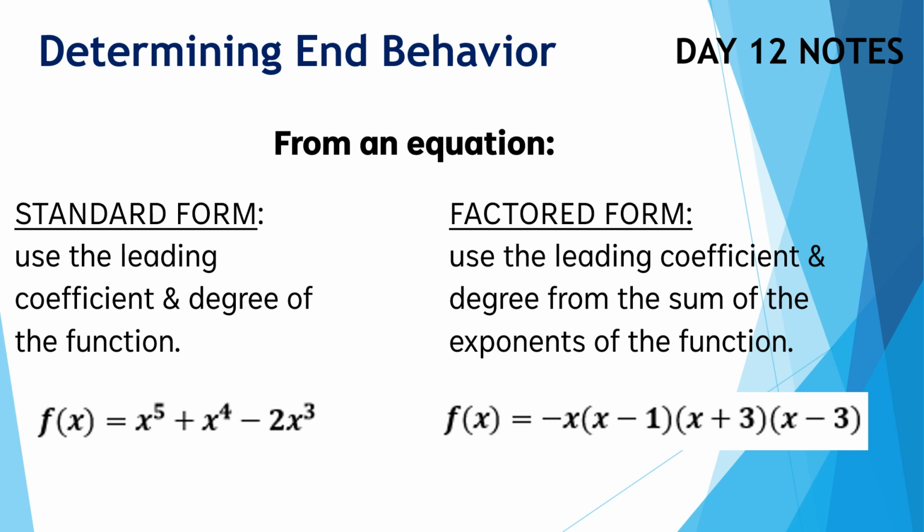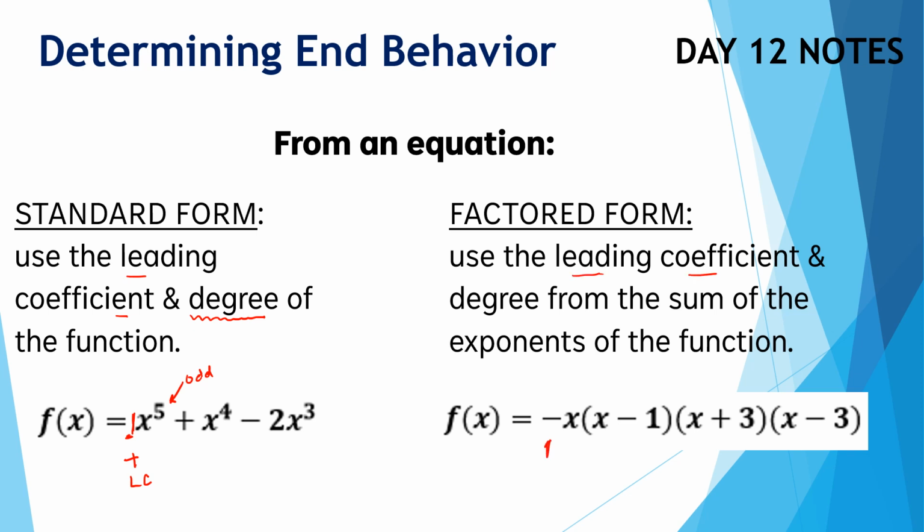So our equations can be written in standard form when everything is multiplied all together. f of x equals x to the fifth plus x to the fourth minus 2x cubed is our example. And we're going to look at that leading coefficient and the degree of the function. The degree is the largest exponent, and that term is normally going to be first, and the leading coefficient is whatever number is in front. So this one is an odd degree with a positive leading coefficient. And we'll learn what each of those things mean and how we can use that to help us determine our end behavior.